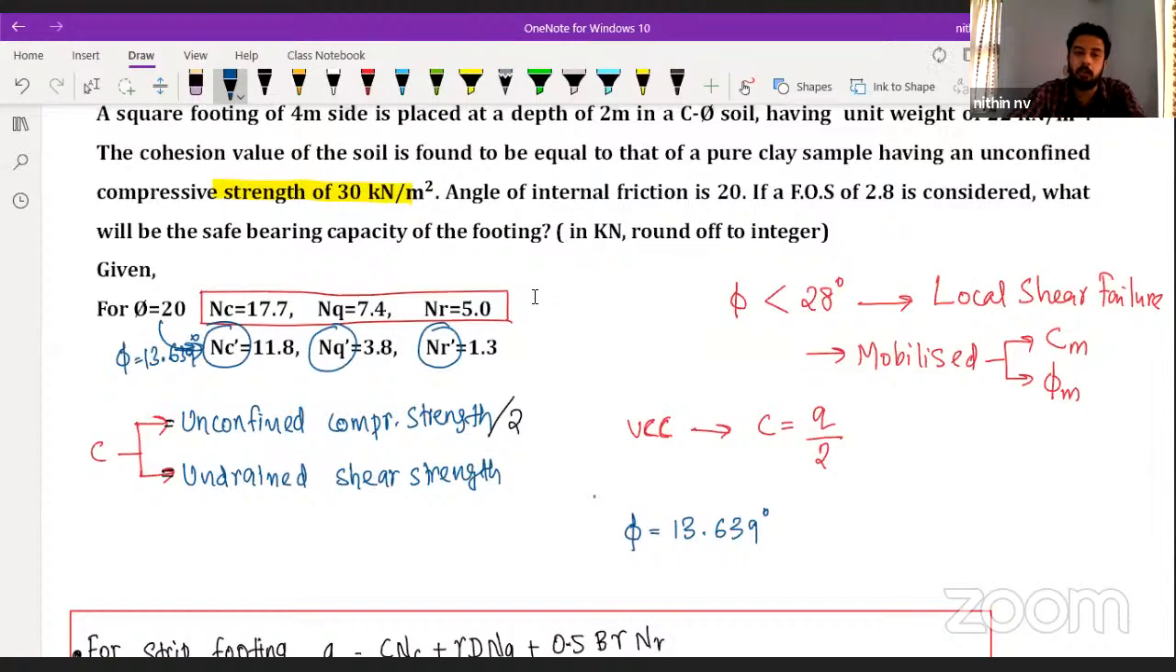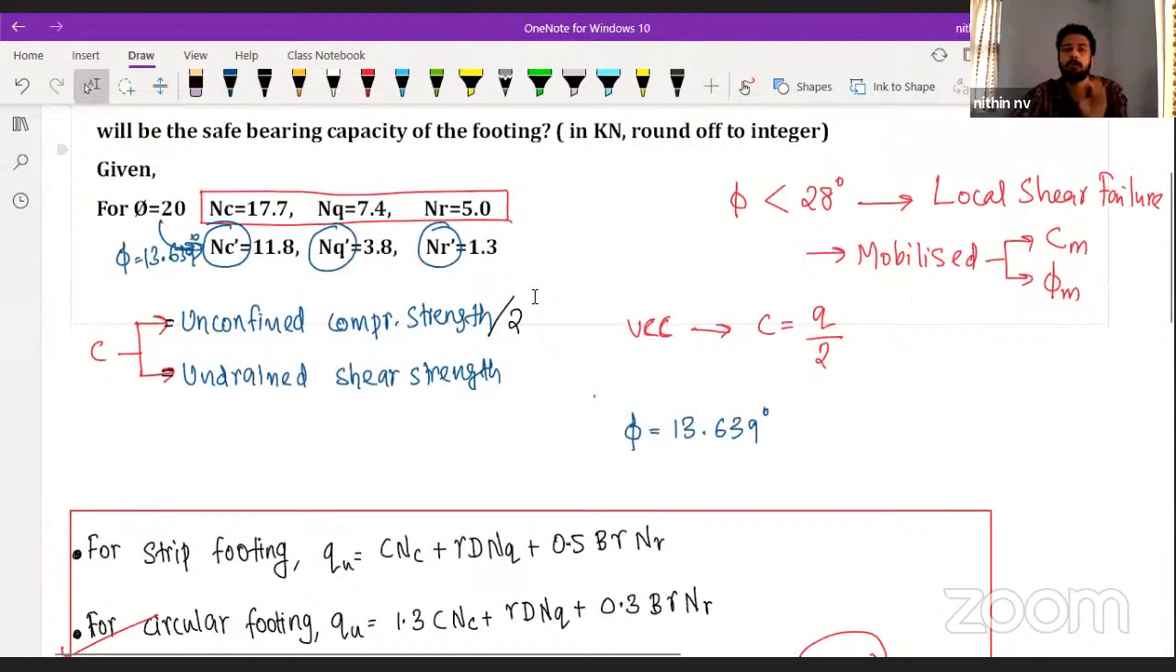In two ways they can give: either phi equal to 20, they can give NC and NC dash, or in the question they can give NC values for 2, 3, 4 different angles. Phi equal to 25, NC, NQ, and gamma. For phi equal to 20, NC, NQ, and gamma. For phi equal to 13.639, NC equal to 11.8, NQ 3.8, N gamma 1.3. For phi equal to 10, they can give different values. So from the set of values, we should understand which NC, NQ, and N gamma we have to select.